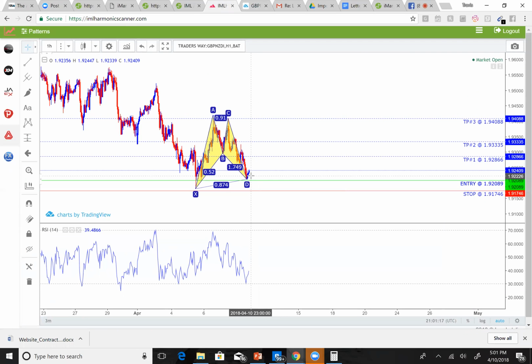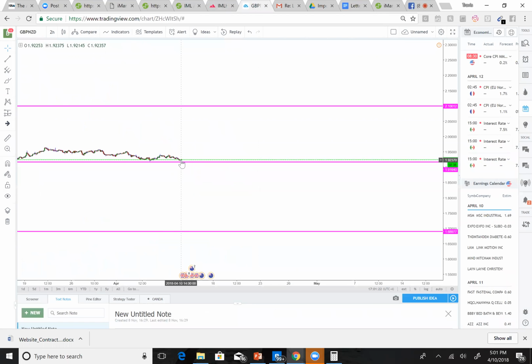I wasn't too sure about the buy, but when I drew my chart up and I looked at it, it's touching my floor. So I'm going to put that buy in. All right. GBP and GB.